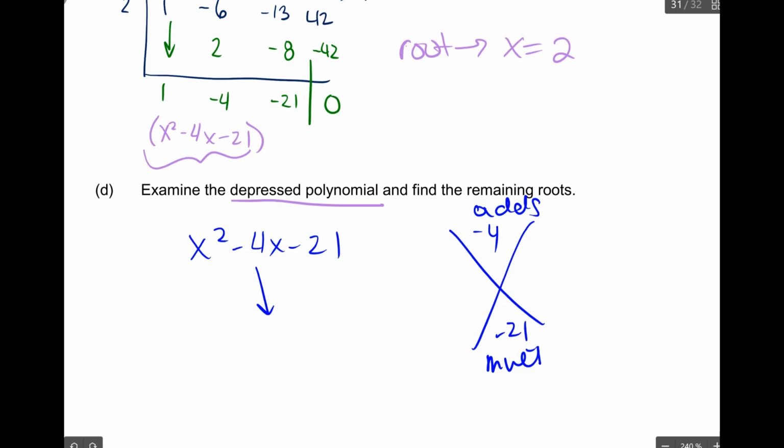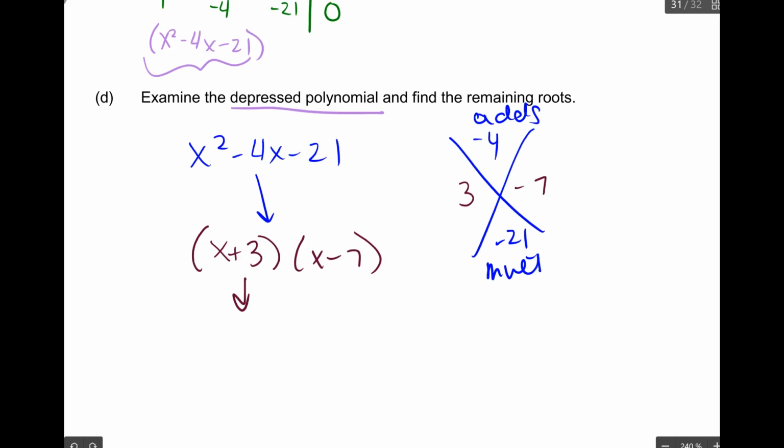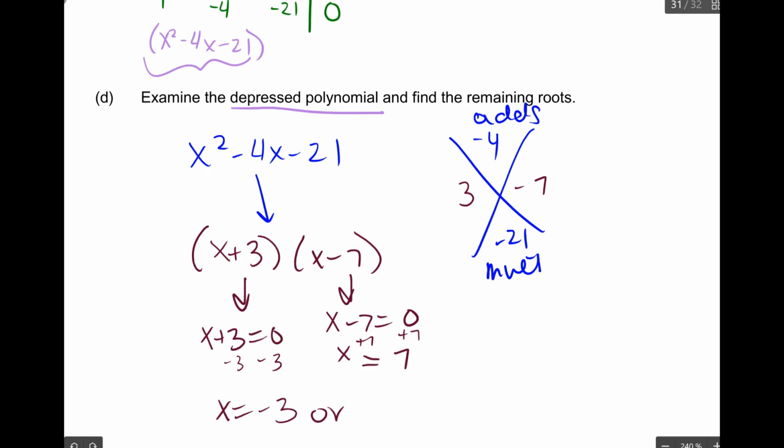Think about that for a second. So it's going to be -7 and 3, meaning our two factors are going to be x plus 3 and x minus 7. It wants us to find the remaining roots, so to find the root, I take x plus 3 equals 0, minus 3 on both sides. x equals -3, or x minus 7 equals 0, so you add 7 on both sides. x equals 7. These are the remaining roots.